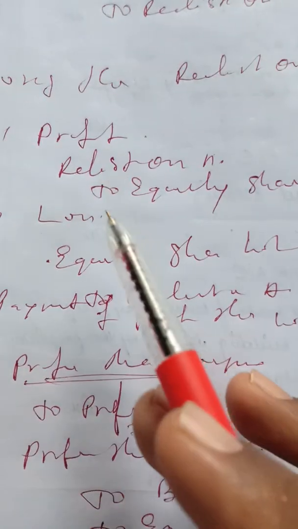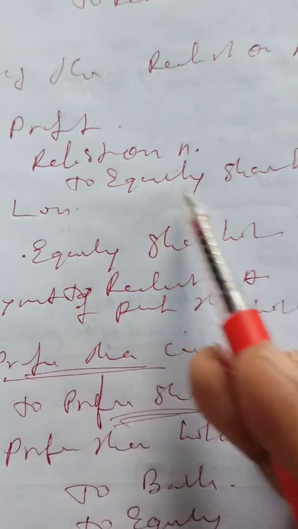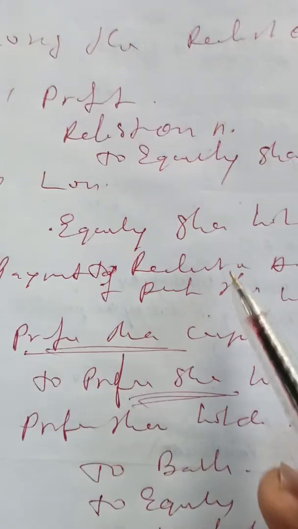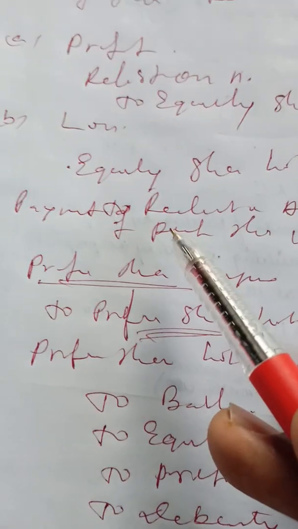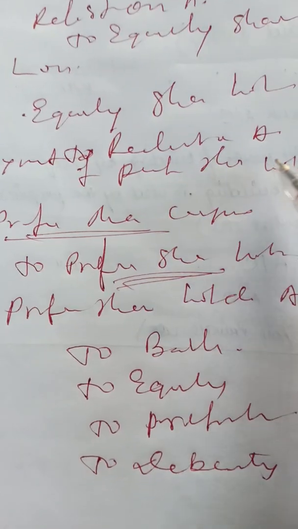So we close the realization account. It may be a profit or a loss. If it's a profit, realization account to equity shareholder. If it is a loss, equity shareholder to realization.